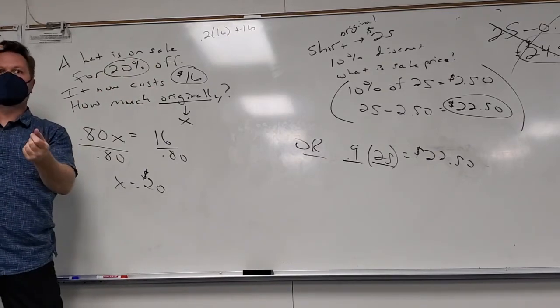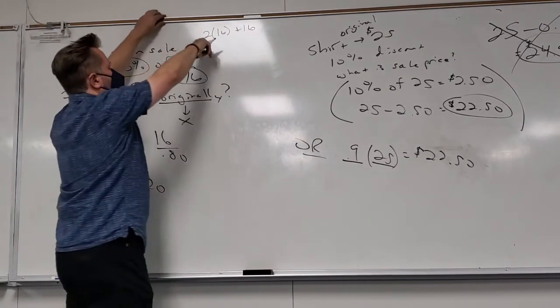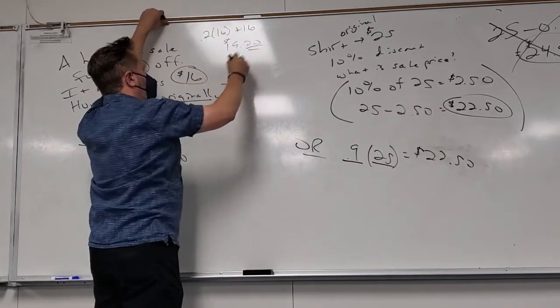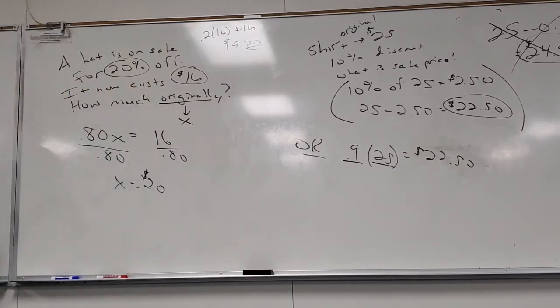If I do it this way, 0.2 times 16 is 3.2. I get 19.20, and 80 cents is gone. No good. Okay, I like it.